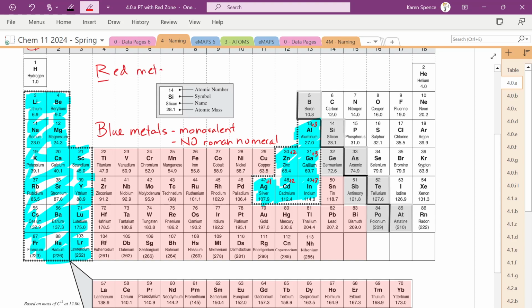Red metals. They are multivalent. And they need a Roman numeral. Now, what the heck do you think it means to be multivalent? Tell your partner what you think multivalent might mean.